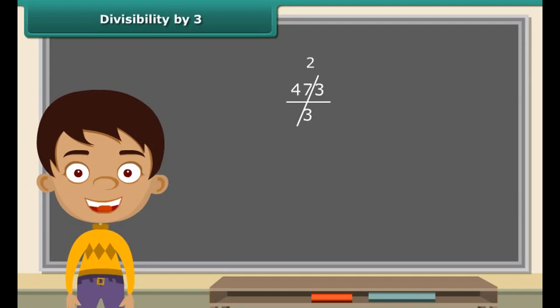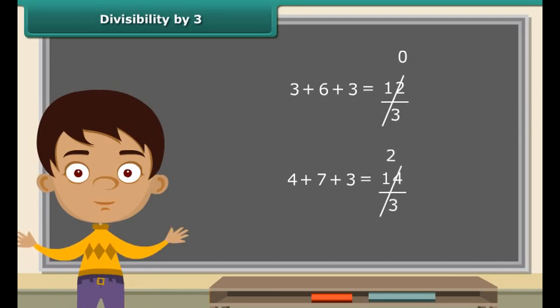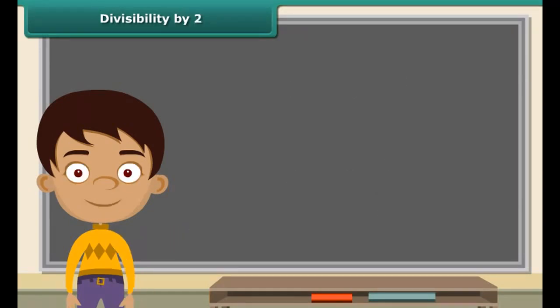To verify whether a number is divisible by 3, add up the digits of the number. For example, to check if 363 is divisible by 3, we add 3, 6 and 3. We get 12 and 12 is divisible by 3. Add the digits of the number 473. The sum is 14. 14 is not divisible by 3. Therefore, we can say that if the sum of the digits of a number is a multiple of 3, then the number is divisible by 3.